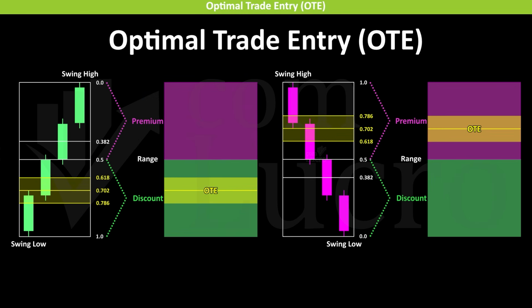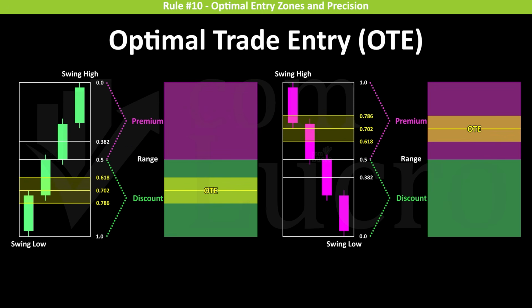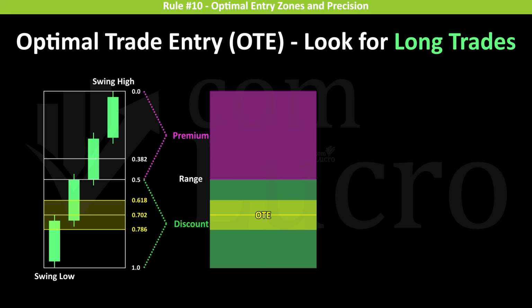Rule number 10 is optimal entry zones. This is where precision becomes critical. Instead of entering trades randomly inside a zone, we want to focus on where pullbacks are most likely to end. To explain this properly, we are going to use a short concept taken from another video on the channel, where we break down the ICT trading model in detail.